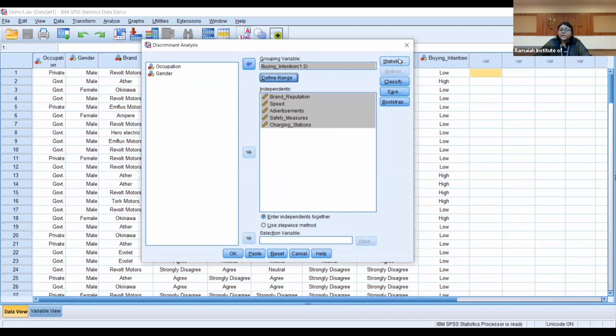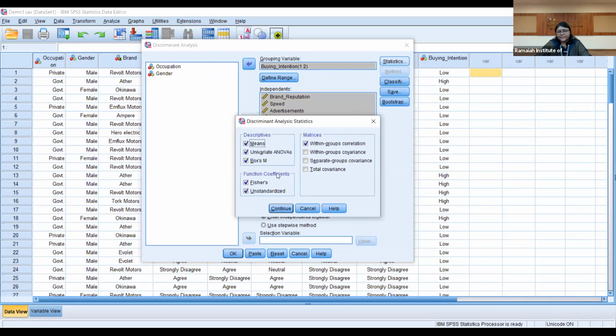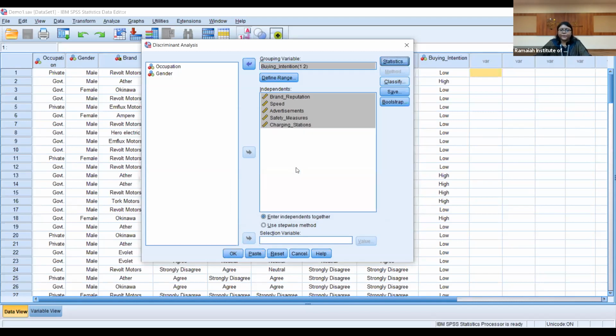Now with this, we'll check with the first option, that is statistics. In the statistics, by default, everything will be unticked. So what we can do is, we want the means, the univariate ANOVA, and the Box's M for hypothesis testing. In the function coefficients, we would like to take the Fisher's and the unstandardized. And in the matrices, we would take the within-group correlation. Why I'll take this, I'll tell you in just a second.